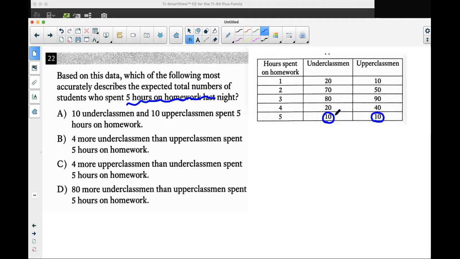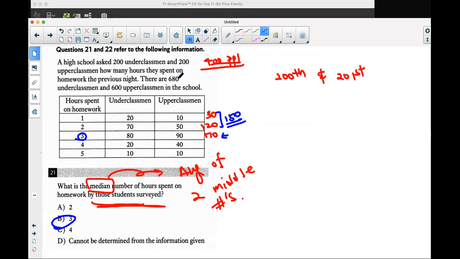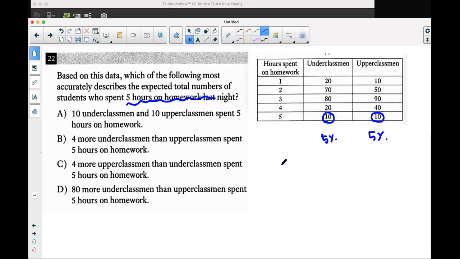And what's the relationship? It's going to be 10 out of 20 and then 10 out of 20. So each one is representing 5%. They happen to be the same percentages. But we are actually talking about the actual number of students. So in the case of underclassmen, how many people were there? There are 680. So we are looking at 5%, meaning 0.05 of 680. And we need to figure out how many people that belongs to underclassmen. How about upperclassmen? It'd be 5% of 600.